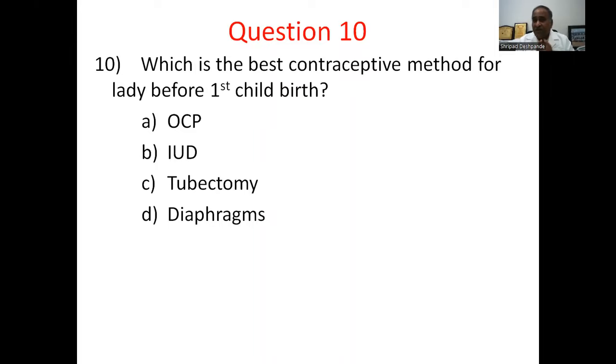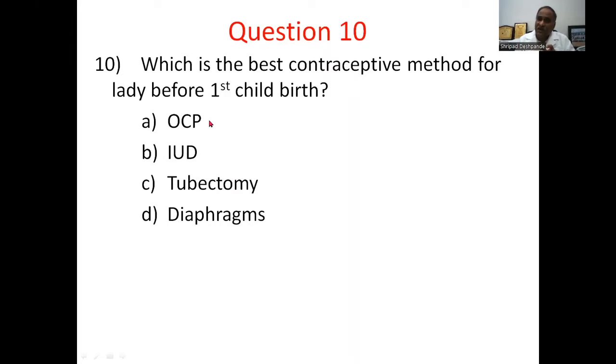Because this lady, even before childbirth, would like to use a contraceptive method, tubectomy is out of question. It is a surgical procedure that permanently produces contraception. So option C is out. Intrauterine devices are indicated for a lady after a first childbirth for spacing purposes, so option B is also not suitable. It would be okay after first childbirth, because for spacing between the pregnancies, during the lactation time, the second pregnancy should not come immediately after the first.